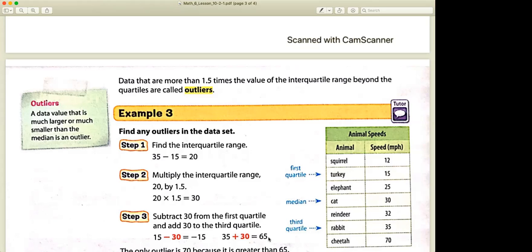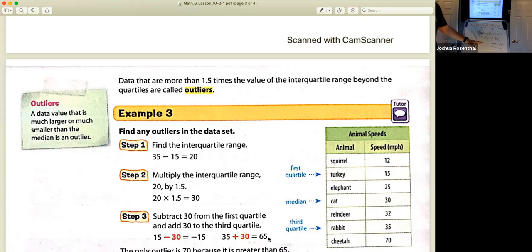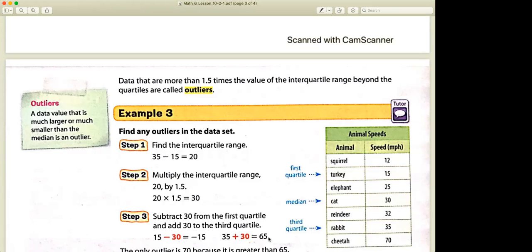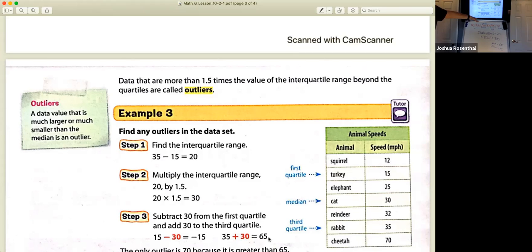Wait, so it's negative 15 for the minimum? Yeah, anything lower than negative 15 would be an outlier for this data set. Okay. Since you can't go negative with animal speeds, that's not practical. An animal cannot have an outlier speed because it's too small. You can't go less than zero, and in order to be an outlier, you'd have to be less than negative 15.